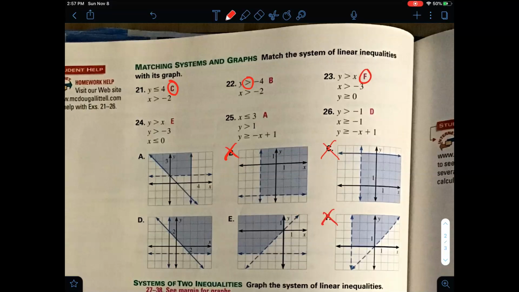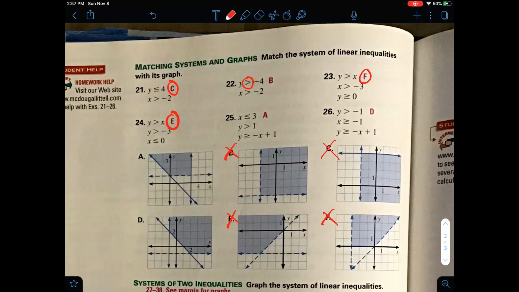It gets easier once we eliminate other stuff here. Well, if we look at this, for number 24, we have y is greater than x. This was the only other equation that had a dashed line going through y equals x. All the other ones do not, so it's going to be automatically E. So that's nice. All right, and then E is taken care of. Now we have either A or D.